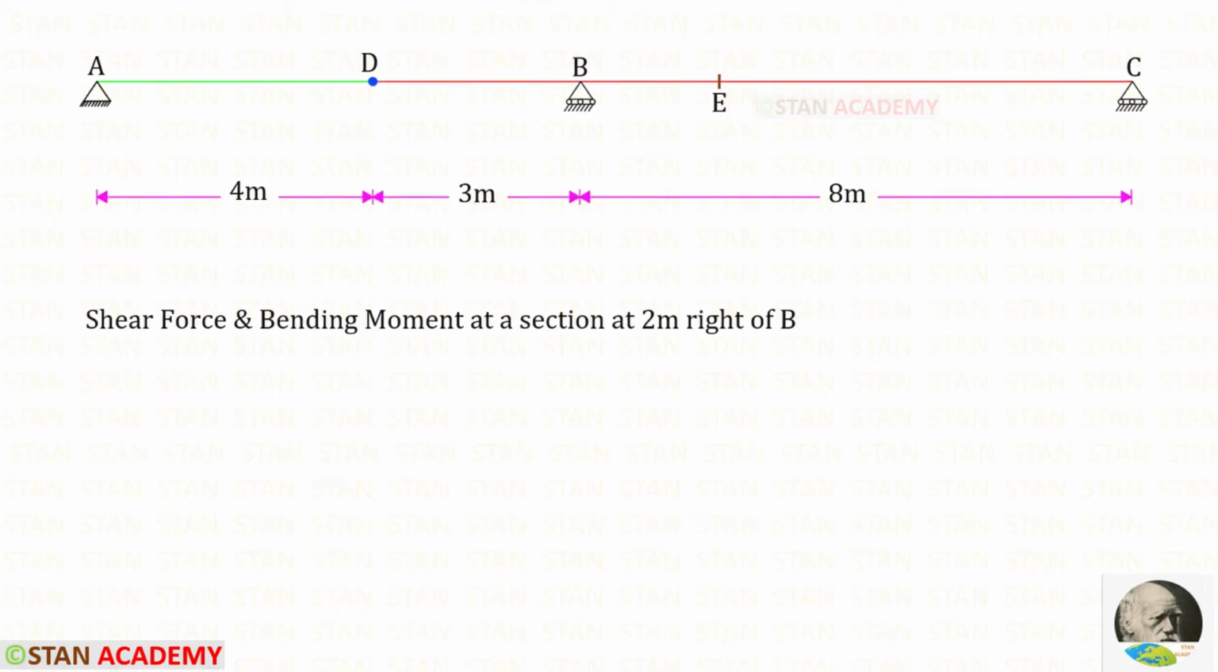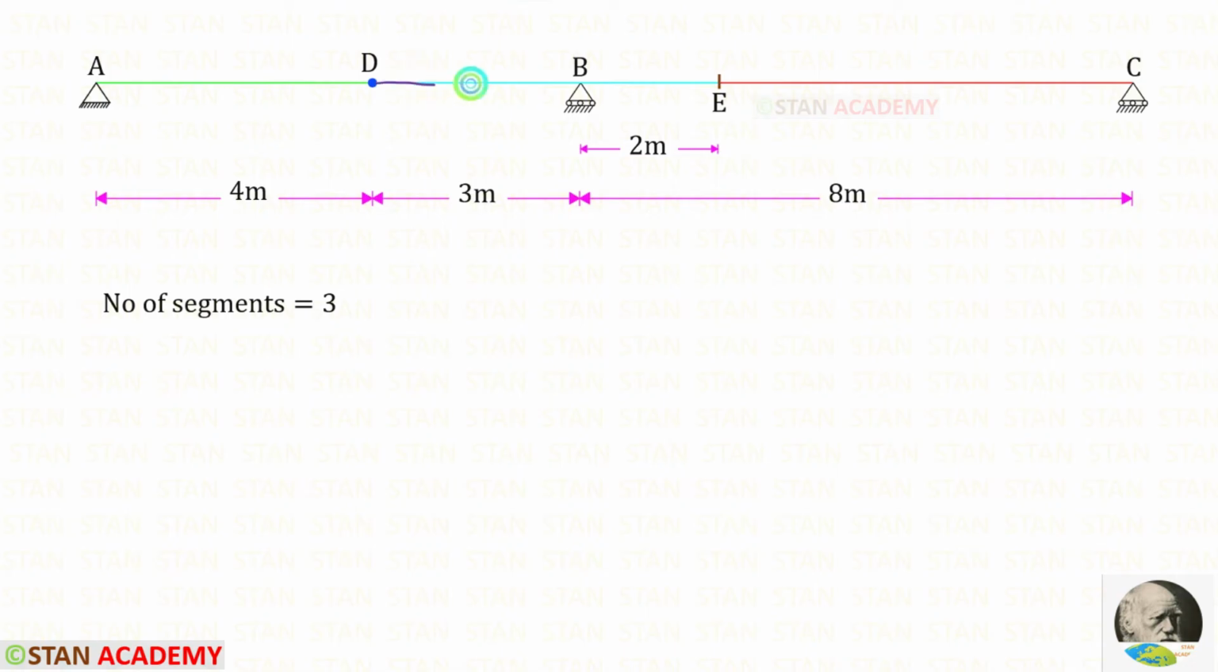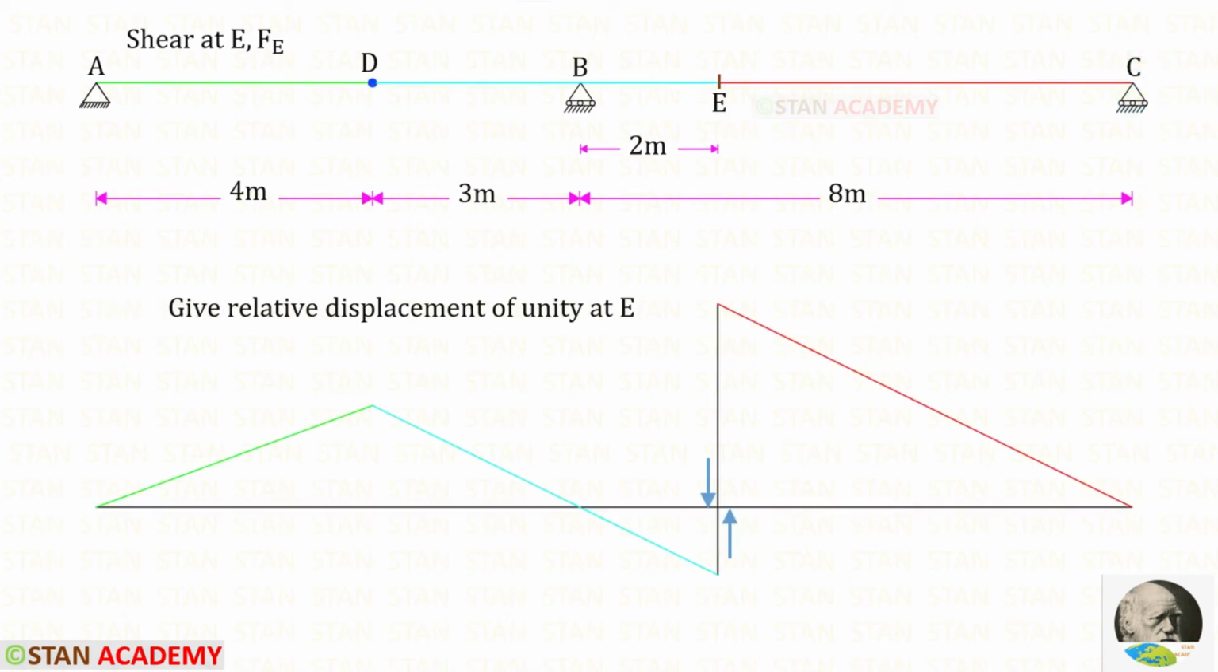Now we are going to draw the ILD for the shear force and bending moment at a section 2 meter right of B. Now we have to split the segment DBC into two parts, DBE and EC. You can see that for DBE I have given different color. Right now there are three segments AD, DBE and EC. First let us draw the ILD for the shear force in the point E.